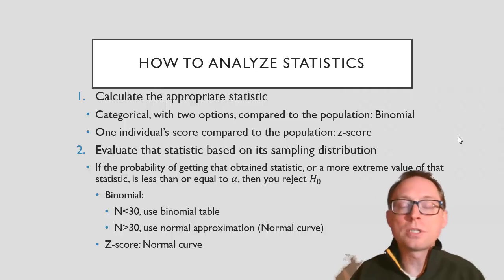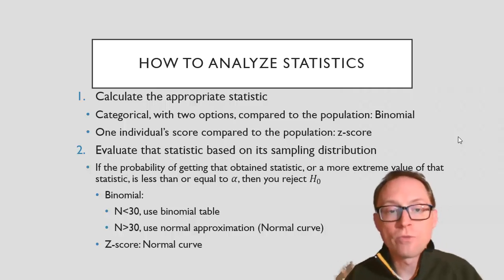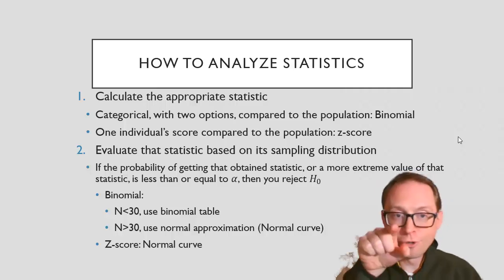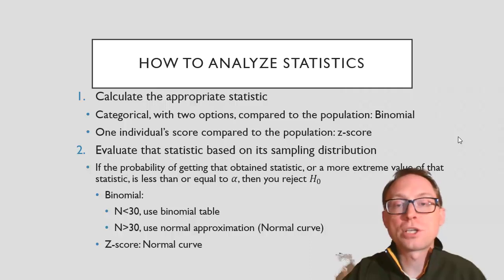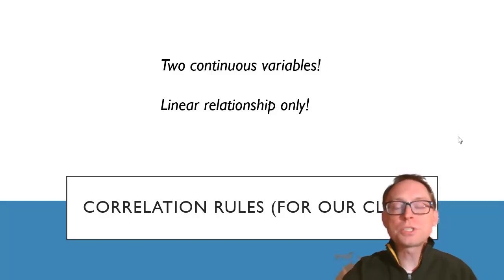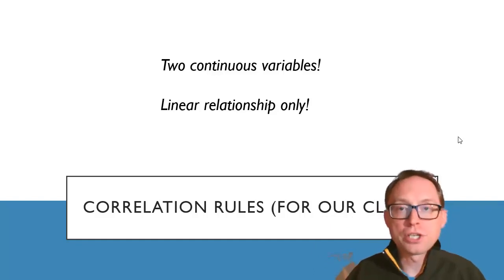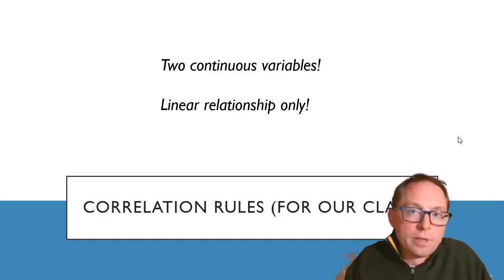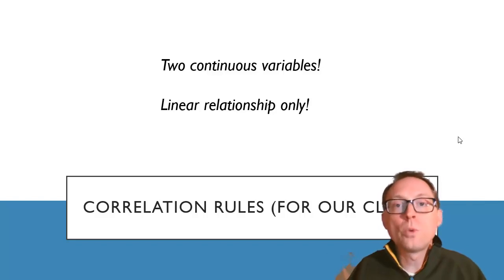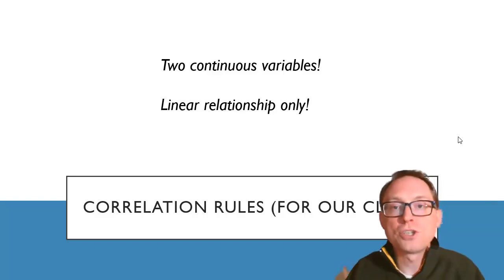Today, we're going to add a new statistic to this. So besides binomial, besides z-score, you're also going to be able to do a Pearson's r, which is a Pearson's product moment correlation coefficient. That is what we're going to do. We're going to add a new line to that idea of which statistic you should use and when. In our class, we're only talking about bivariate statistics, and we're only talking about linear relationships. So when you have two continuous variables and their relationship is assumed to be linear, then we are looking at a correlation, meaning bivariate, two variables, and they're going to be continuous.